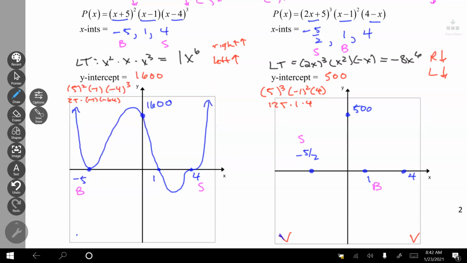I'm going to start here at this left arrow. I'm going to come up here. I'm going to snake through. I'm going to come up to 500. I'm going to come to 1. I'm going to bounce off 1. And I'm going to come through, and I'm going to go right through 4. Okay, and this is what the graph looks like of that polynomial function.